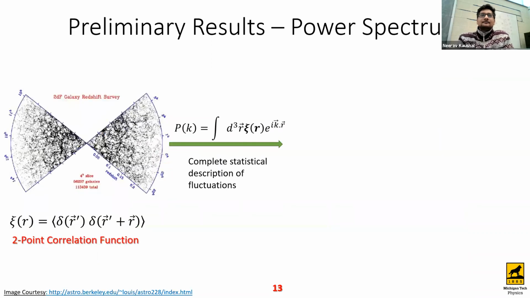Next. Now I'm showing some preliminary results. In the center of these two slices, where they intersect on the left side, we are present. So this is us at the center. Each black point here is a galaxy. We calculate something known as a 2-point correlation function, or 2PCF, which tells you the excess probability of finding a galaxy between a pair of points as compared to a random distribution. We calculate this, and then we take its Fourier transform.